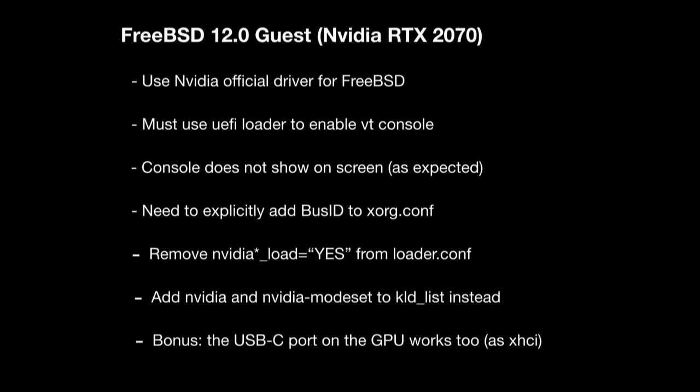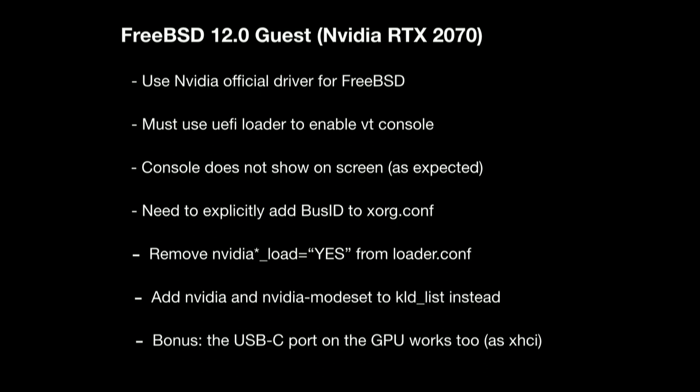So we can have FreeBSD guests, right? Because that's always the safest choice. For the first attempt, I used the RTX 2070 and passed it through to a FreeBSD guest. I downloaded the latest NVIDIA official driver, did make install, and it just worked. The trick is that if you want to use a FreeBSD guest, you must use a UEFI loader. The reason is that you want to enable the VT console so you can do startx. Otherwise, X will complain about it and you cannot do anything. And of course, it's X, so the console will not show on screen, so you don't get a login prompt or anything like that. Therefore, you need to explicitly add the bus ID to xorg.conf and do a startx.